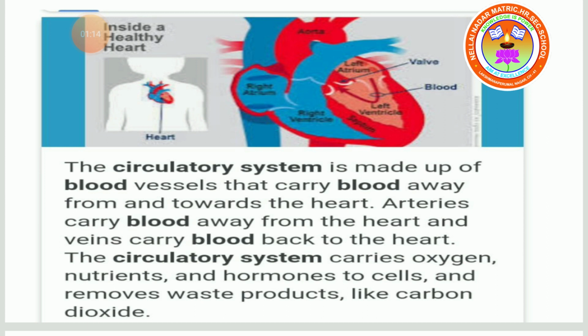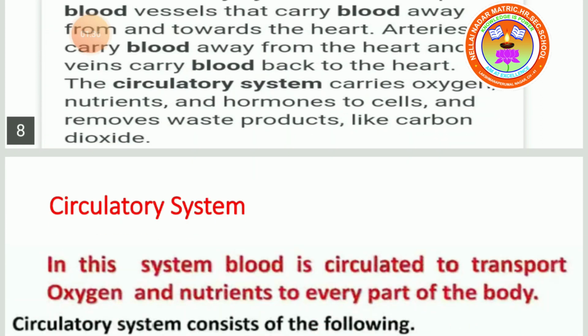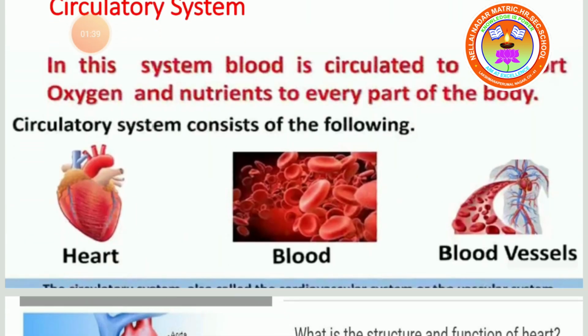The circulatory system is made up of blood vessels that carry blood away from and towards the heart. Arteries carry blood away from the heart and veins carry blood back to the heart. The circulatory system carries oxygen, nutrients and hormones to cells and removes waste products like carbon dioxide.